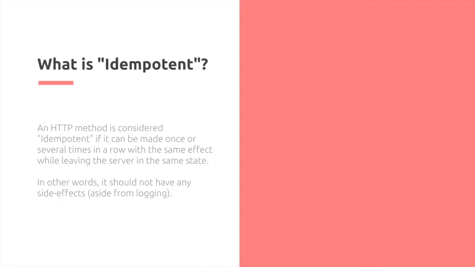So what does it mean to be idempotent? An HTTP method is considered idempotent if it can be made once or several times in a row with the same effect while leaving the server in the same state. In other words, it should not have any side effects aside from logging and analytics. So for example, if I go on google.com and I load it up, that would be a GET page with slash with possibly HTTP/1.1. If I do it once, it will yield the same results on the server side as doing it twice. There will be no noticeable difference aside from any analytics from their end.